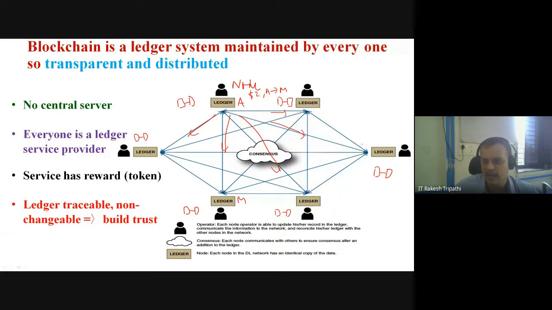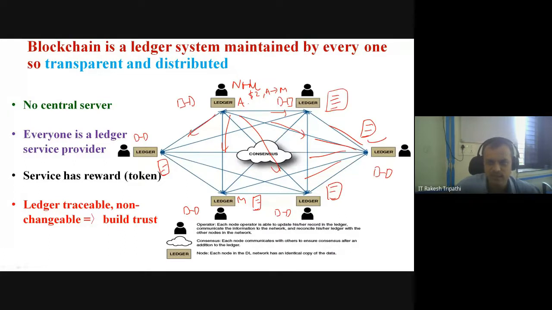Likewise, if this node is initiating any transaction, it will flood it to all of the nodes. So everybody will have a transaction pool, which keeps a record of whatever transaction happened in the last few minutes. Now one of them will cast a block out of this.